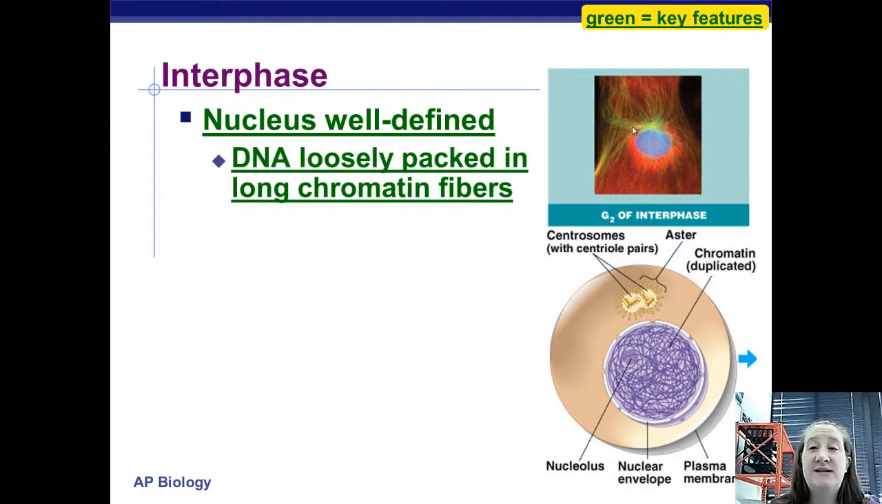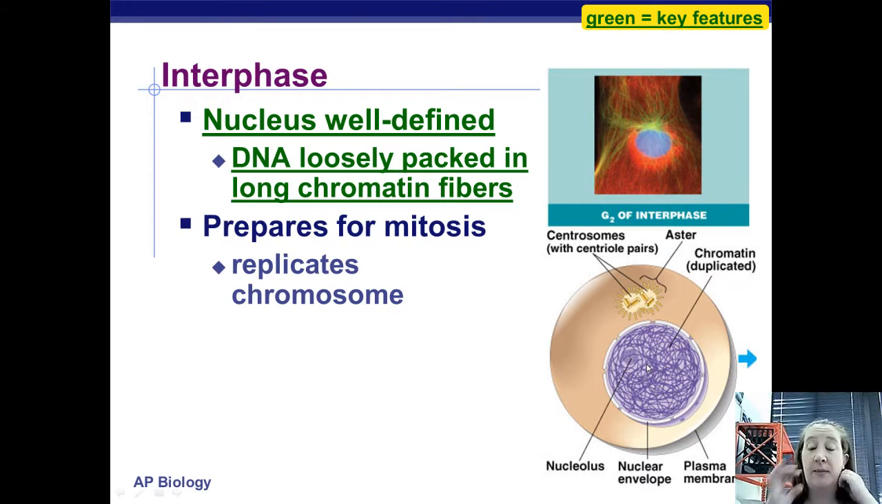All right, so what does the cell look like in interphase? Well, the nucleus is well defined, and the DNA is loosely packed in long chromatin fibers, so the DNA basically looks like spaghetti in the middle of the nucleus. Okay? As it's starting to prepare, it's going to replicate those chromosomes, so there'll be even more there.